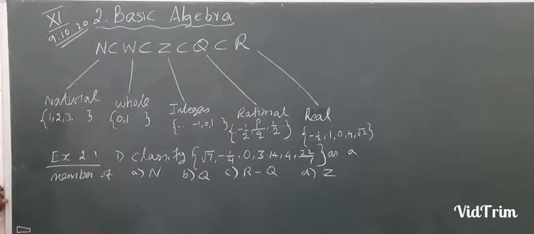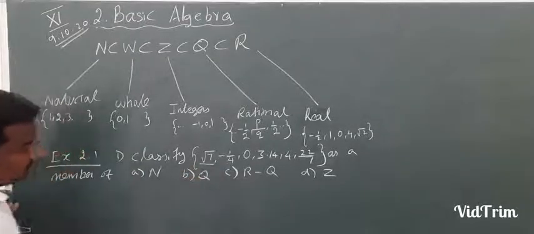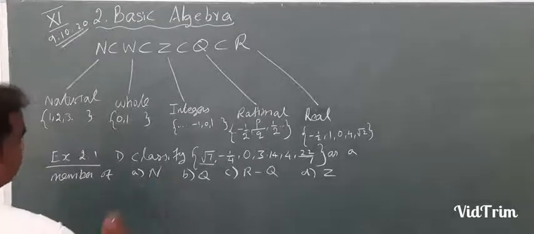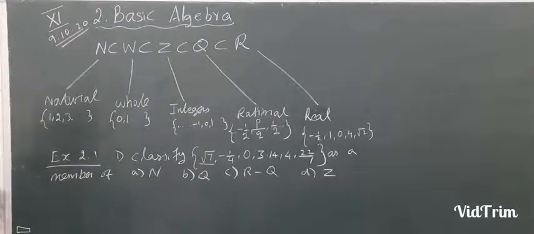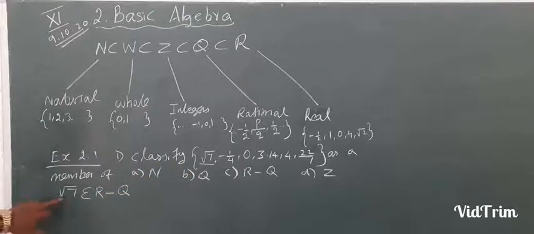Now I analyze what root 7 is. Root 7 is not a natural number, and it is not a rational number. So I denote root 7 belongs to real numbers, but it is in R minus Q. That is the first answer, root 7.